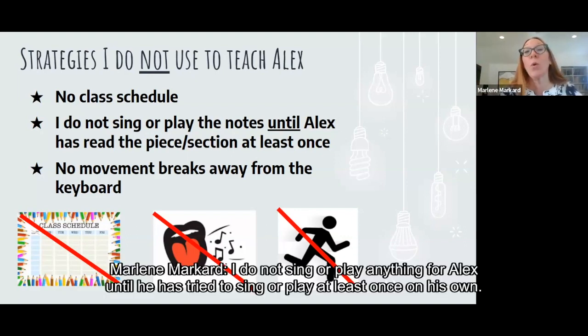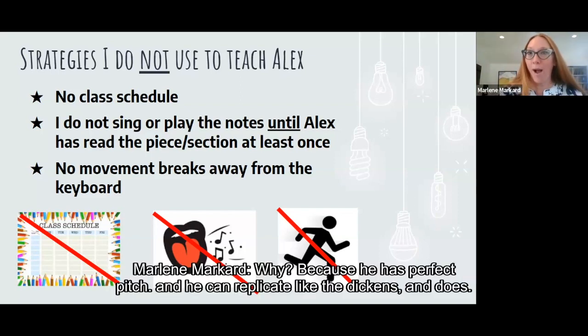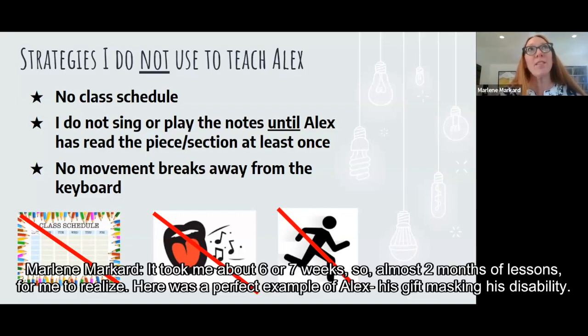I do not sing or play anything for Alex until he has tried to sing or play it at least once on his own. Why? Because he has perfect pitch and he can replicate like the Dickens, and does. It took me about 6 or 7 weeks, so almost 2 months of lessons, for me to realize here was a perfect example of Alex, his gift masking his disability.